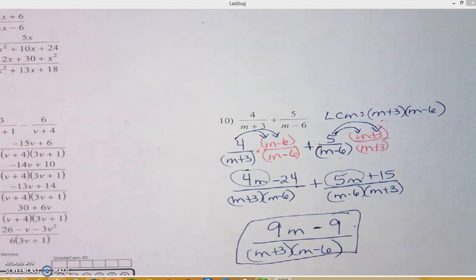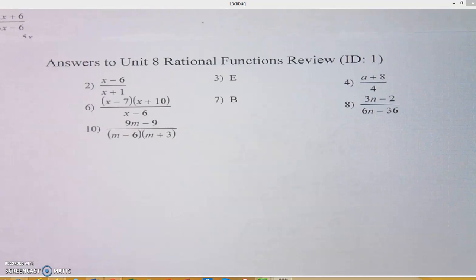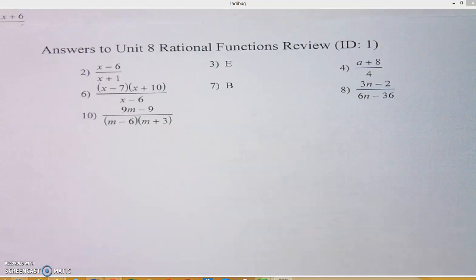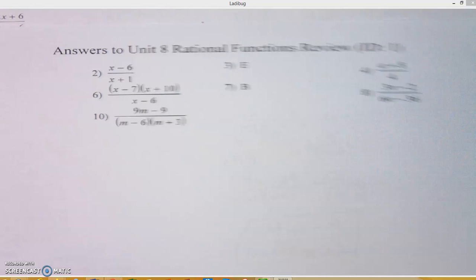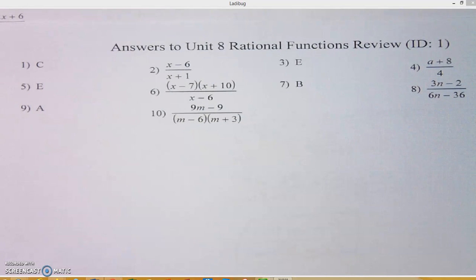So I told you I would let you see the answers to all the problems, and so if you need to pause it so that you can see it, these are the answers to the review for all 10 problems. Don't just copy them. Oops, you can't see 1, 5, and 9. Don't just copy them. Use this as a tool so that you can do your very best on your test. Learn how to do these problems. You have this tool at your disposal. Use them, and good luck.